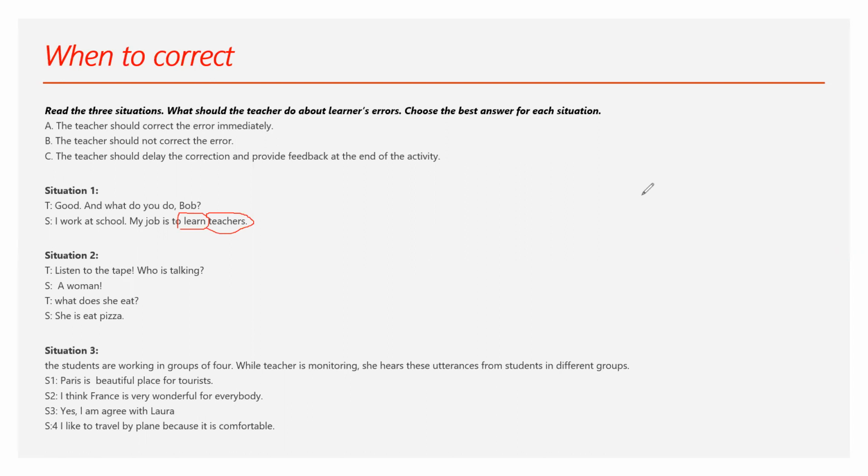A woman. What does she eat? She eat pizza. Great. So Hafsa, what do you think? What's the problem? I think it's a grammatical mistake. She said she eats pizza. It's a grammatical mistake. Good. So are you going to choose A, B, or C to correct immediately, not to correct, or delay? I'm going to choose C.